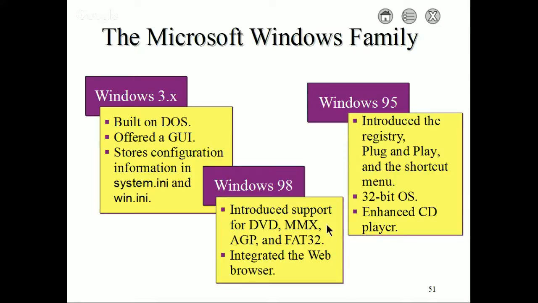And then Windows 98 was just Windows 95 with a few things added to it, but it basically didn't have a whole lot of changes. It introduced the internet. It had the web browser in it, Internet Explorer, and that happened in 1998. It also had better support for multimedia, meaning video and sound. And it used the FAT32 file system, so it could have larger hard drives.